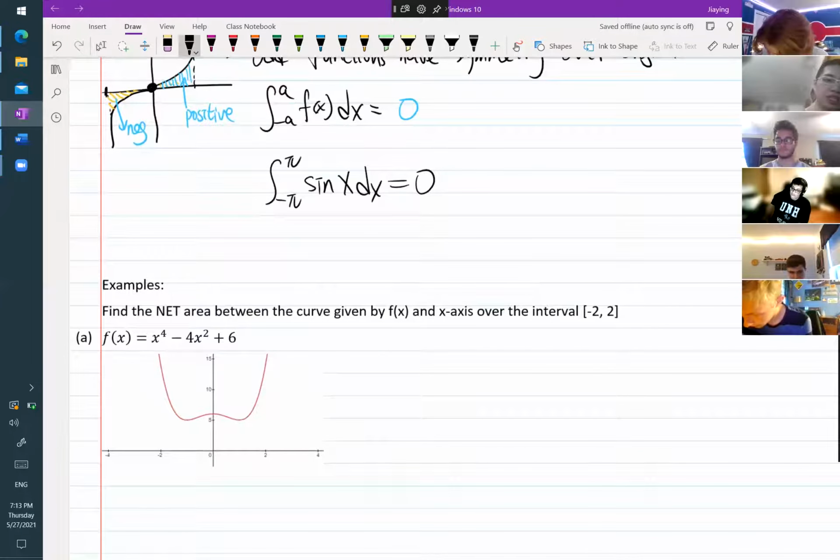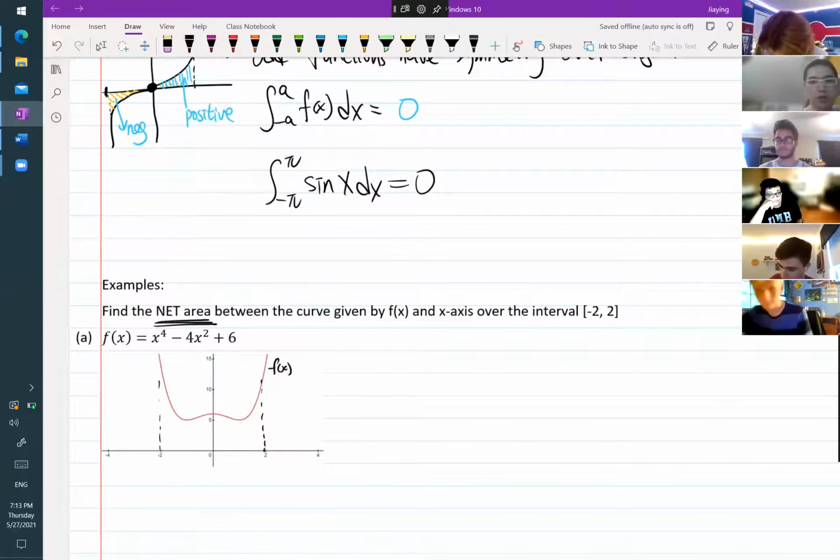So here's the first example I have. It says find the net area between the curve given by the function f of x and the x-axis from negative 2 to 2. So we're basically looking for this area underneath the curve. Now, by just looking at the graph, this kind of looks like an even function. It is actually an even function. You can double check that.